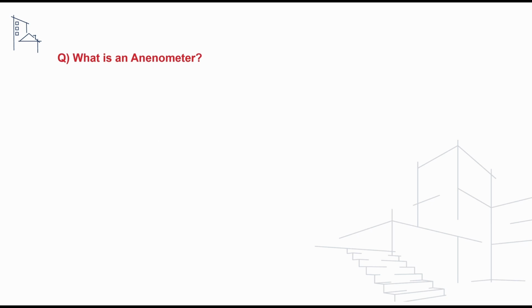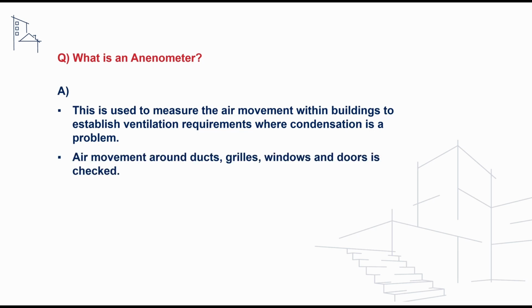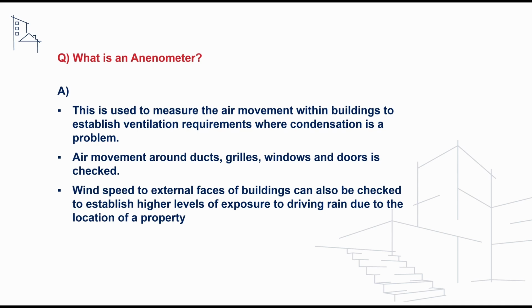We may also be asked a question on our understanding of an anemometer. To address this, we can say that this is used to measure the air movement within buildings to establish ventilation requirements where condensation has been known to be an issue, and this measures the air movement around ducts, grills, windows and doors, where we could use this piece of equipment to check these areas. And wind speeds to external faces of buildings can also be checked to establish high levels of exposure to driving rain due to the location of the property.